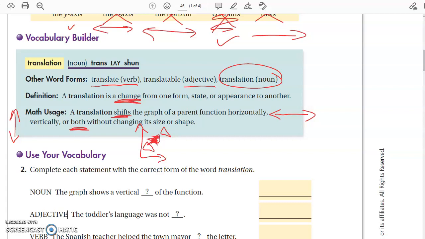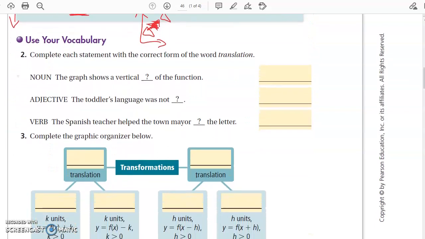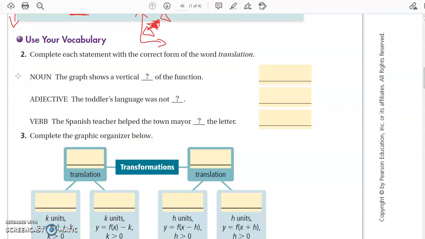So number 2, using your vocabulary. Complete the statement with the correct form of the word translation. Now, the graph shows a vertical translation. We're going to go through this quickly because this is not a class where we want to promote just doing vocabulary. Adjective: the toddler's language was not translatable. And then we have verb: the Spanish teacher helped the town mayor translate the letter. Complete the graphic organizer below.